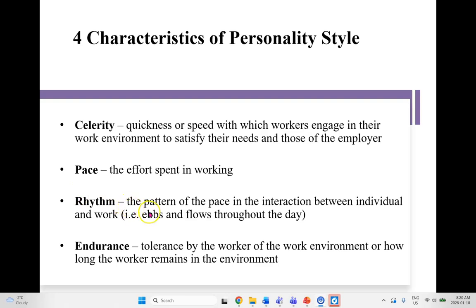Rhythm refers to the pattern of the pace and the interaction between the individual and the work. So, there are often natural ebbs and flows throughout the workday that are evident in the way you approach your work. Maybe you come in the morning and really work hard, and your morning's your peak time. And as you get closer to the lunch break, maybe there's a little bit of an ebb there, your energy's dropping. You need to have some lunch. You need to have some food or take a break. So that kind of refers to the rhythm.